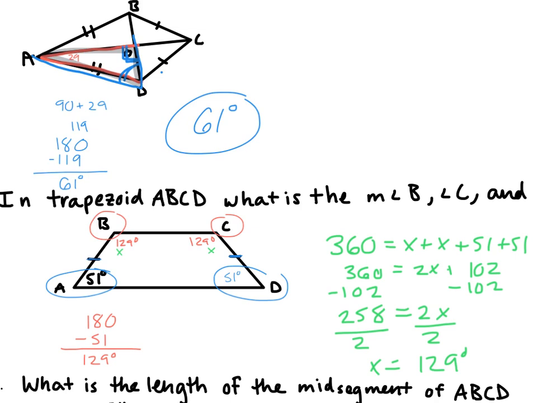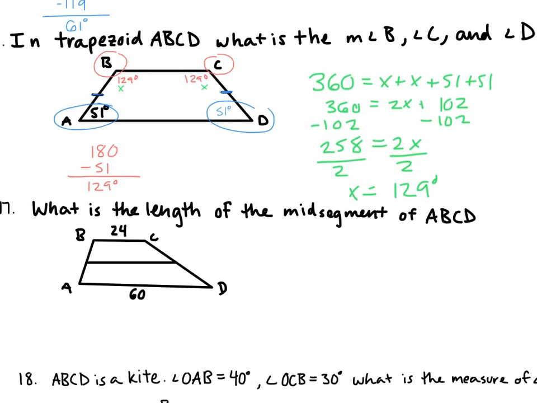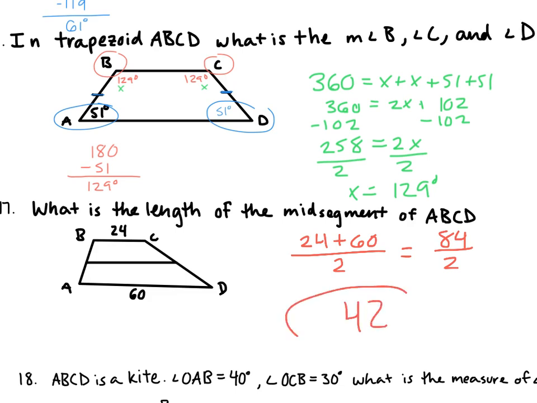All right, ready for 17? What is the length of the mid segment of ABCD? How do we find the length of a mid segment? Right, so we add the top and bottom, so 24 plus 60, and divide it by 2, or multiply by 1/2. So 24 plus 60 is 84, divided by 2 is 42. So the measure of our mid-segment is 42.